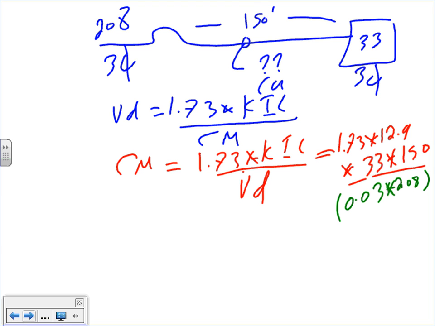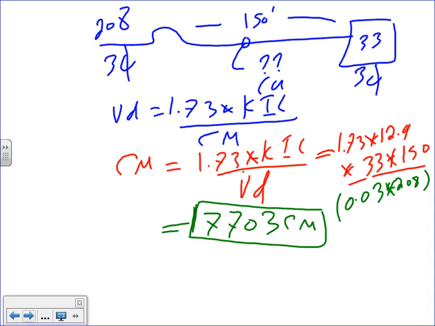Who's going to get 10 out of 10 in the classroom engagement? 17,703, right? What's the unit for this? CM. CMs. I need two people to come up with the same answer. Yep, good. Approved. Now what is this conductor?